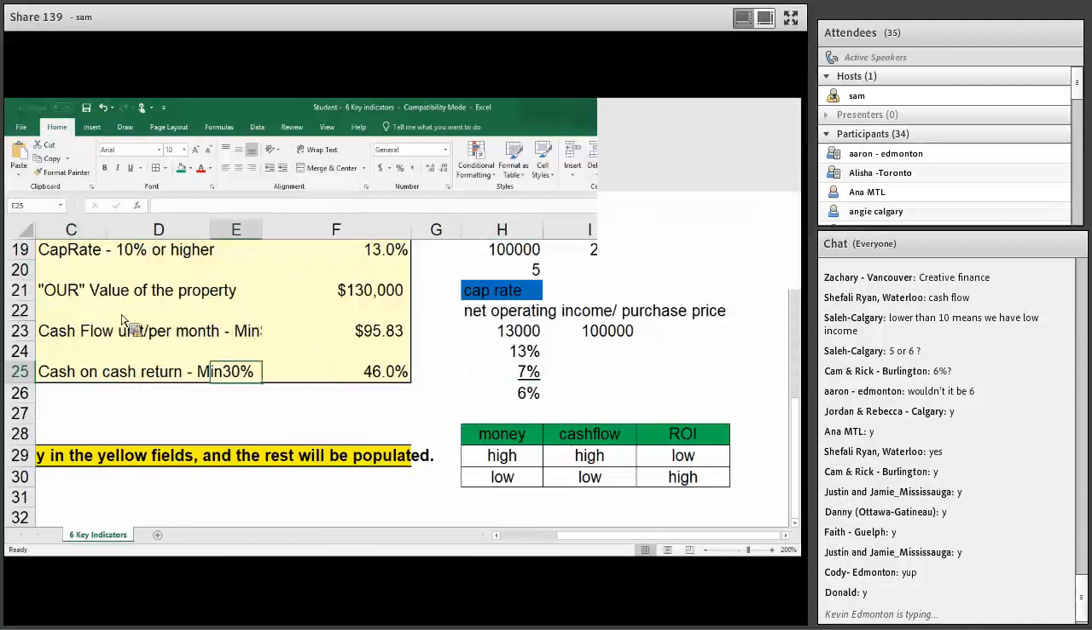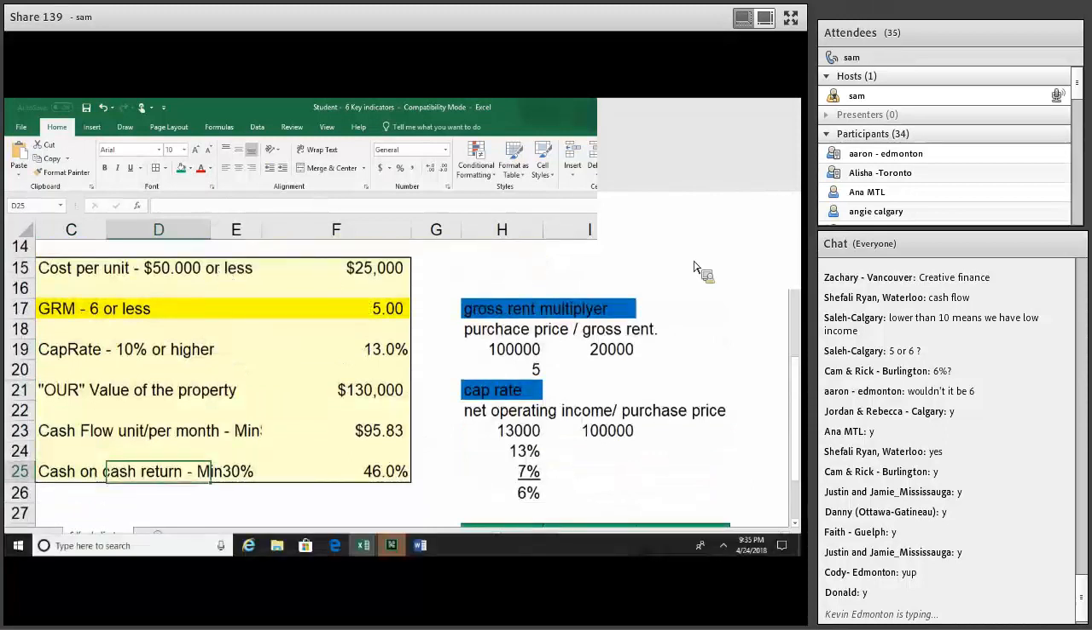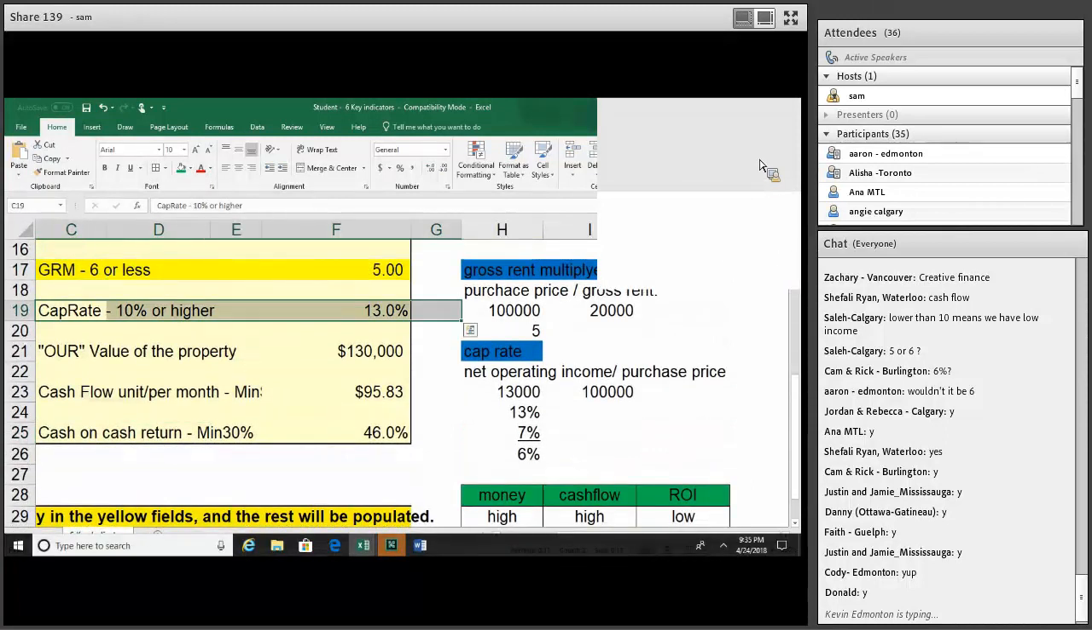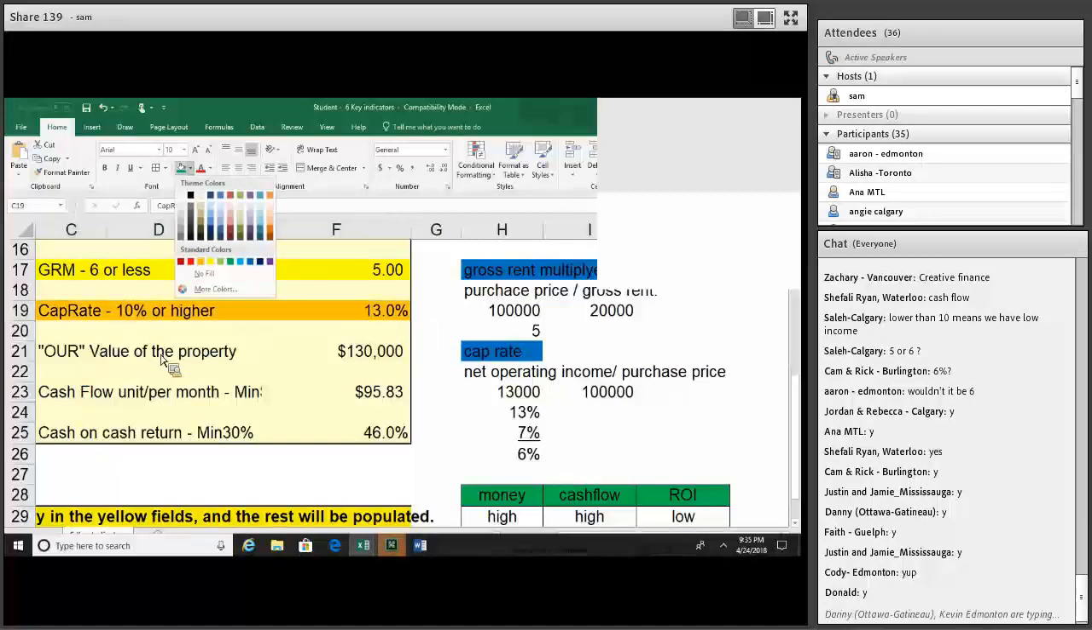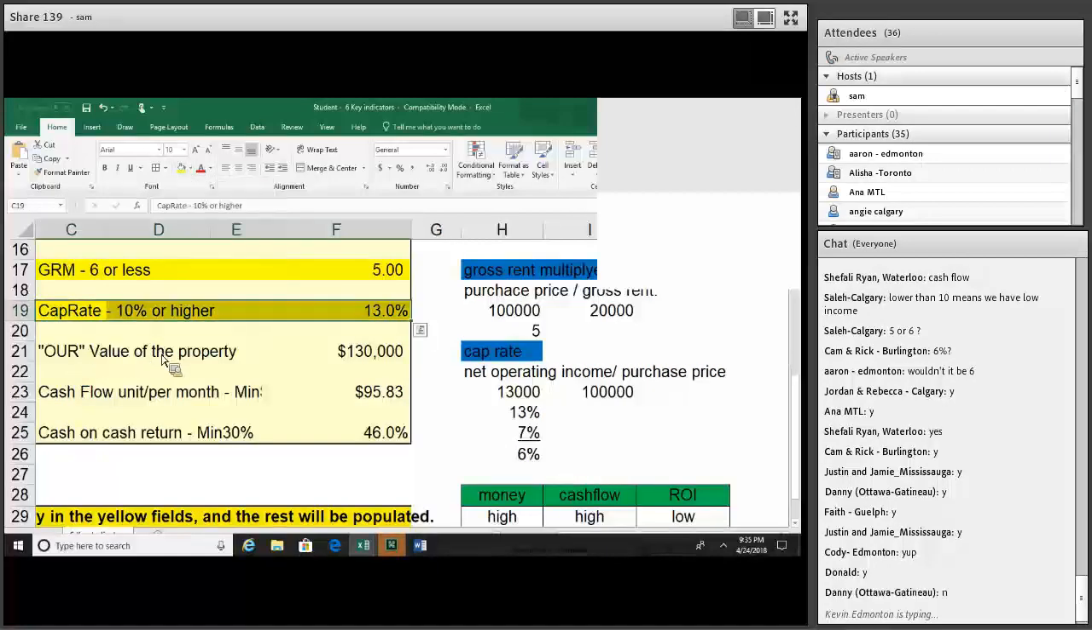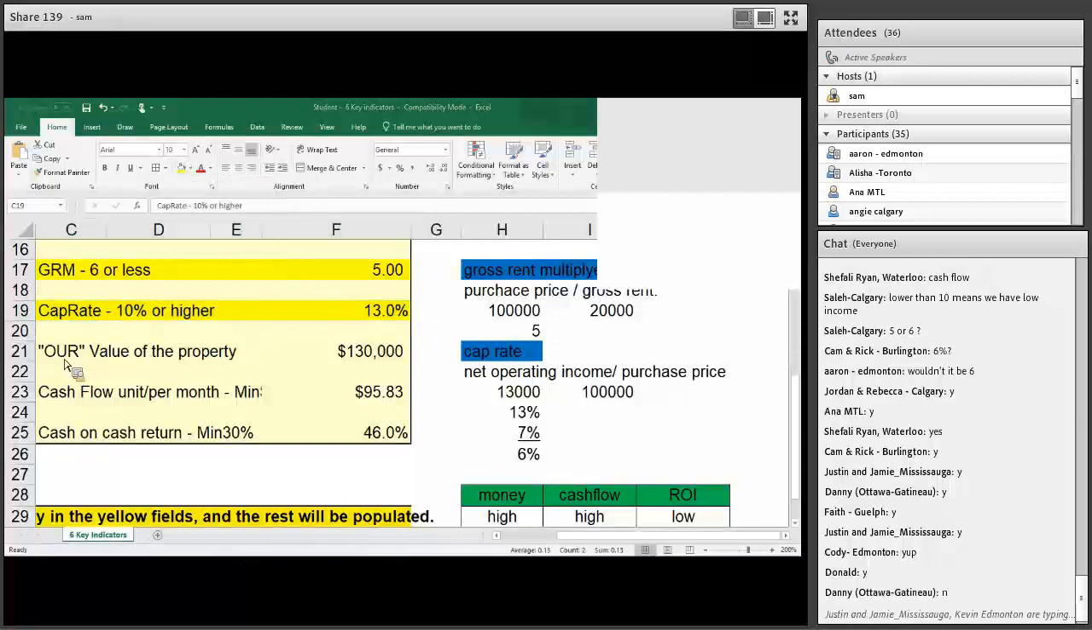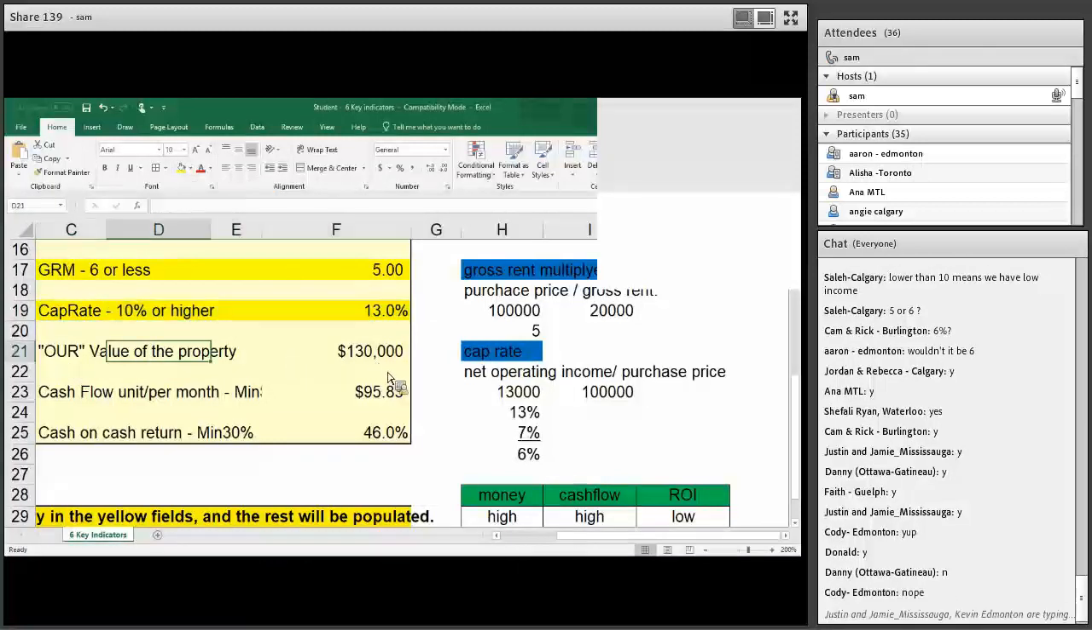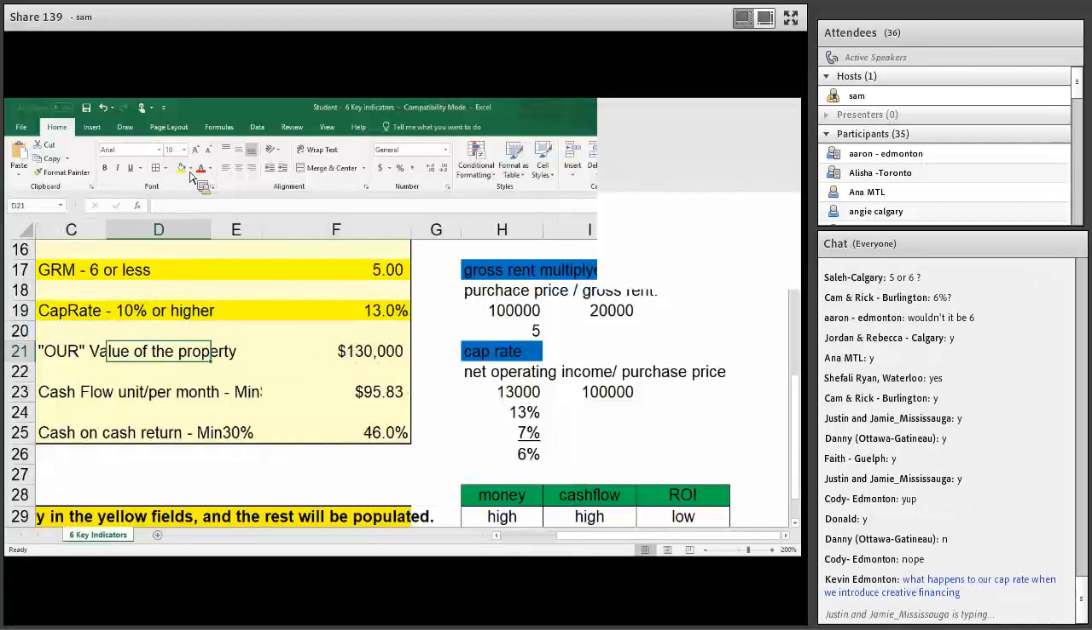Now that we've done GRM and cap rate, does everybody understand cap rate now? Do we have any questions about cap rate? And if you do, that's okay. Any questions about cap rate? Okay. So let's look at, good.